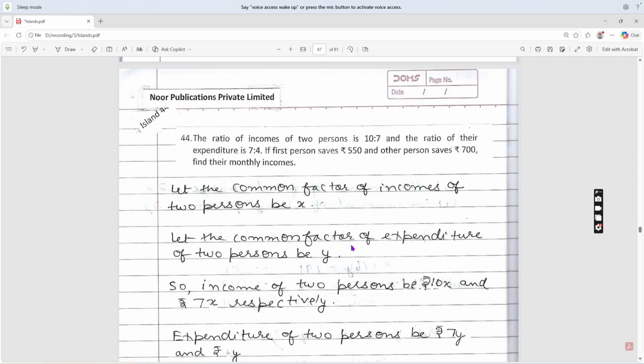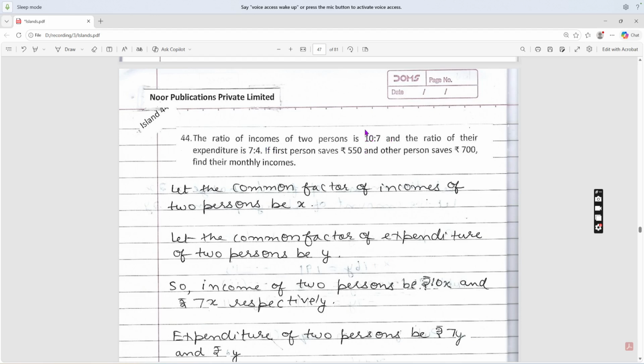The ratio of income of two persons is 10:7 and the ratio of their expenditure is 7:4. If the first person saves rupees 550 and the other person saves rupees 700, find their monthly incomes. Very simple. The only mistake students are going to make is to subtract these two ratios, which is wrong.